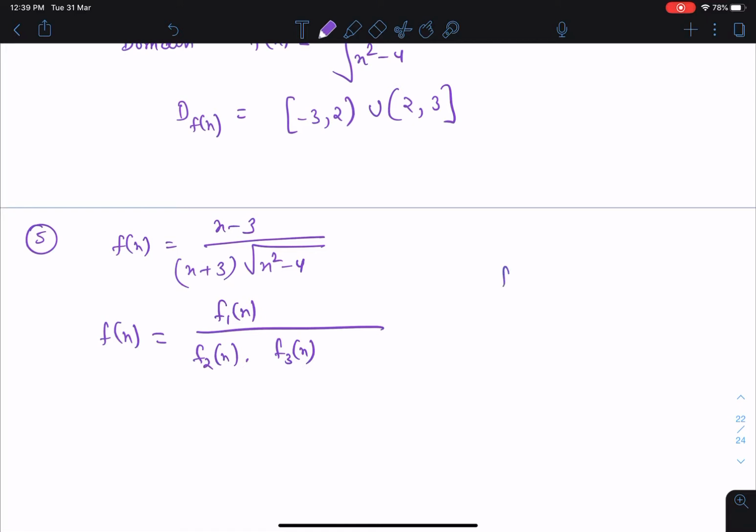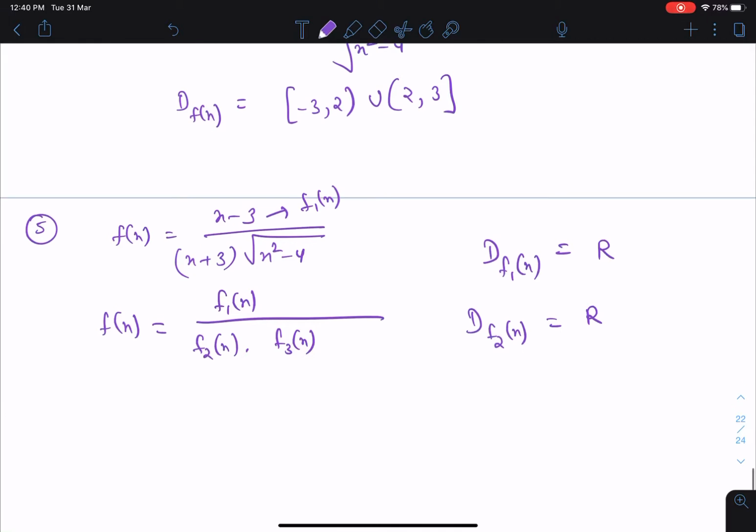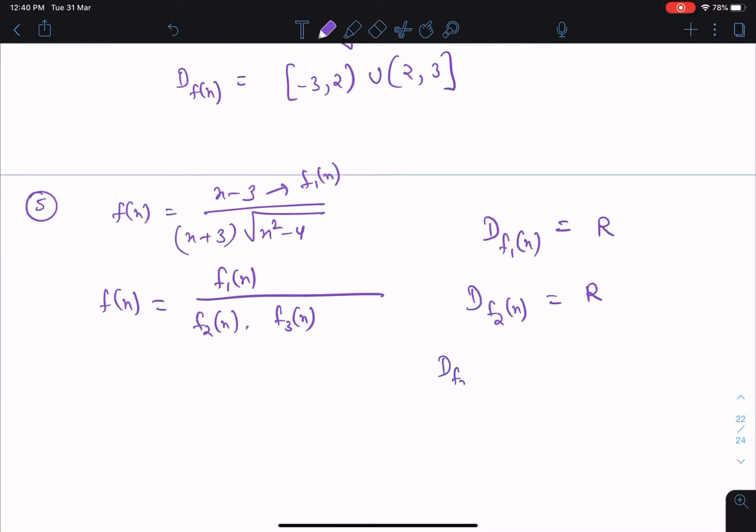If I ask you what is the domain for f1(x), you know that f1(x) is a kind of polynomial function, so the domain for this will be R. Again, the domain for f2(x) will be R because it is also a polynomial function. If I ask you what is the domain for f3(x), your answer will be: x² − 4 has to be greater than or equal to 0. That means (x − 2)(x + 2) should be greater than or equal to 0.